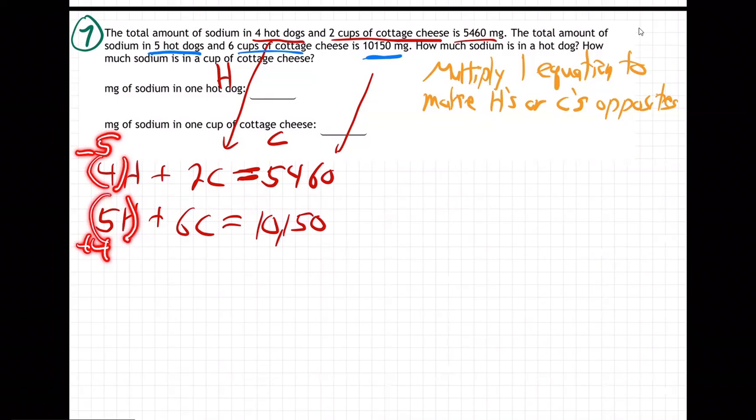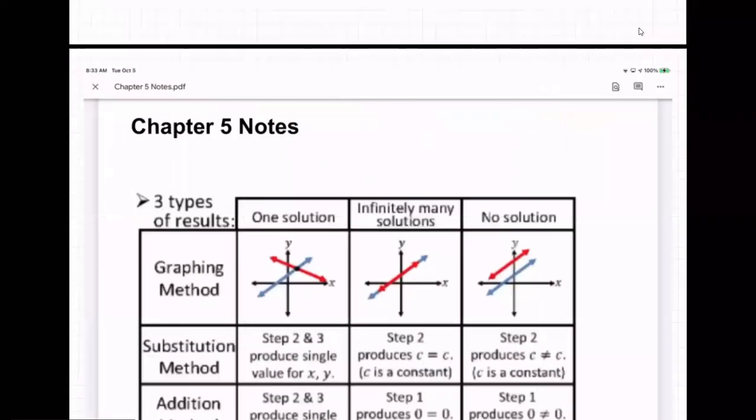So my answer is you do whatever it takes. You just have to play with the numbers, use your calculator as you need to. Just keep fiddling around until you can figure out what you could multiply by to make them become the same number.